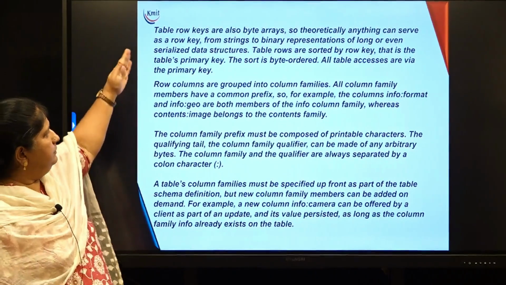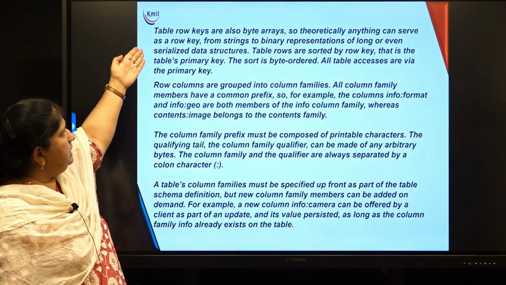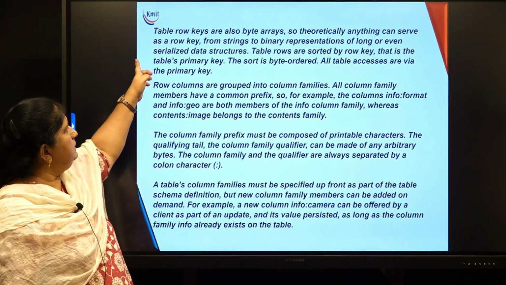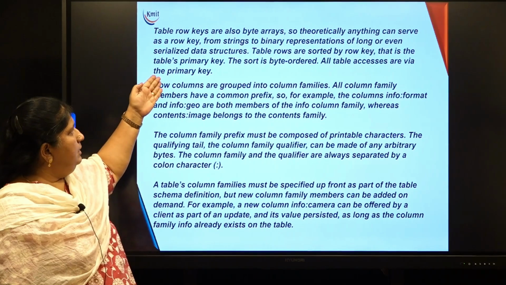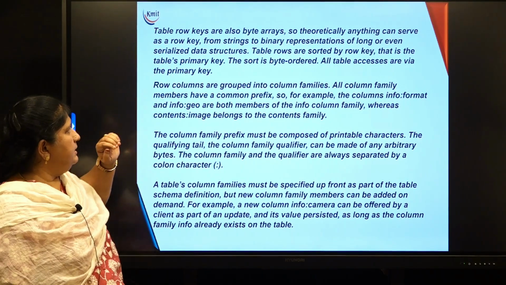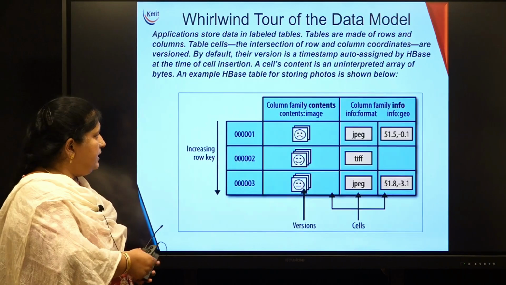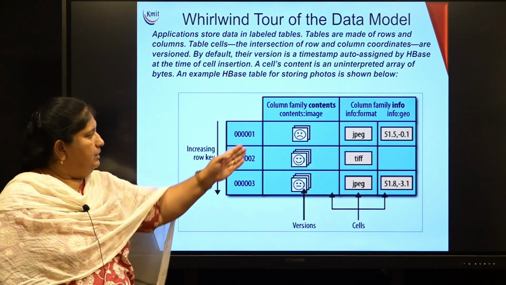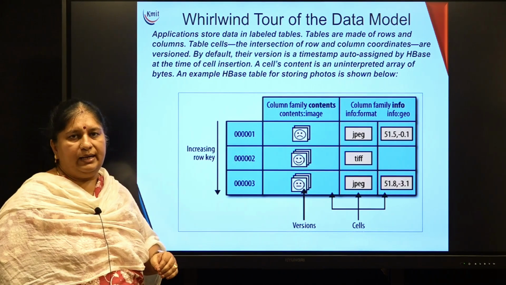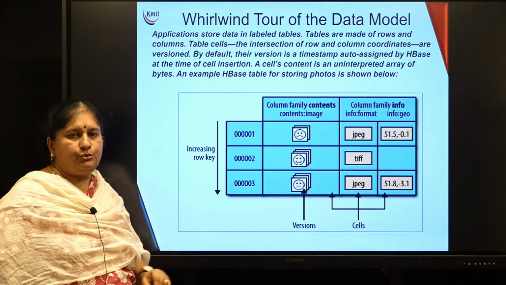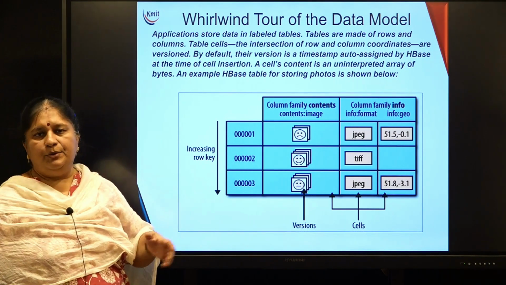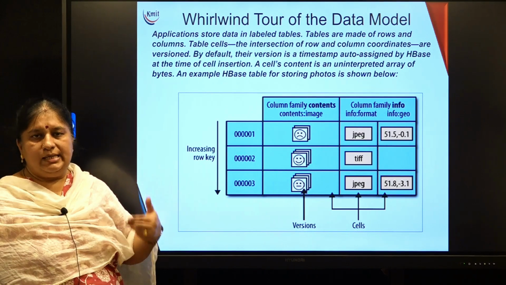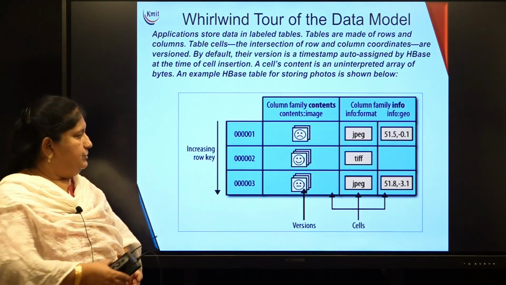Then the same thing is explained here. Table row keys are also byte arrays. So theoretically anything can serve as a row key, from strings to binary representations. Is there any specific data type for this row key? Those are also byte arrays. So normal data is stored as byte array, and the row key is also stored as byte array. Any attribute can become the row key, provided it has unique values, ascending order and increasing values.